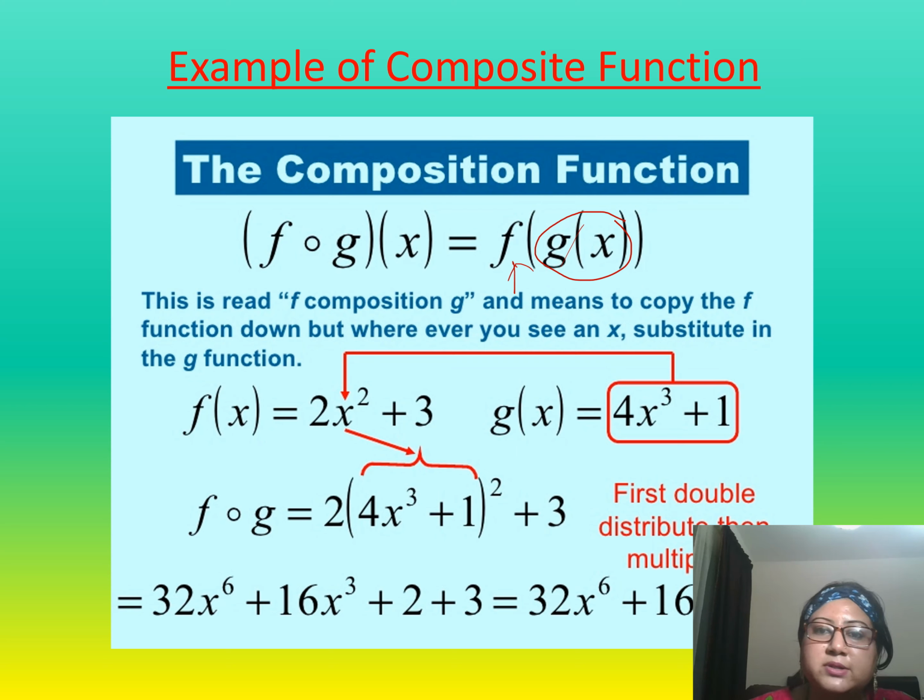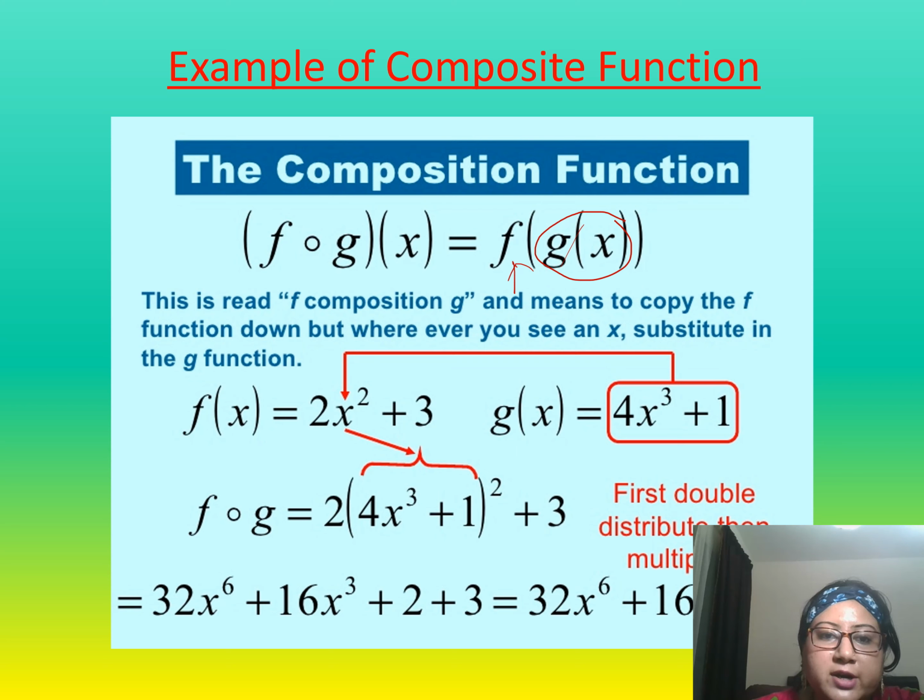Now this can be written using the composite function notation like this, f of g(x). The way you read it is f composition g(x). It means that we are copying the function f down, but wherever you see x, we are just substituting in place of that x the function g(x).